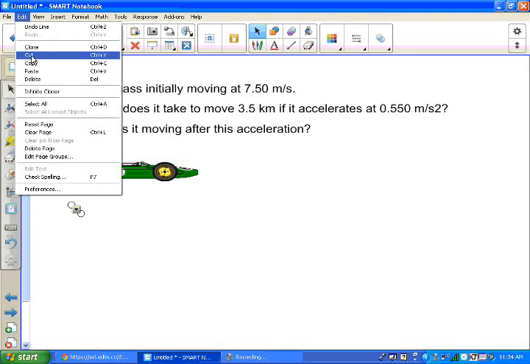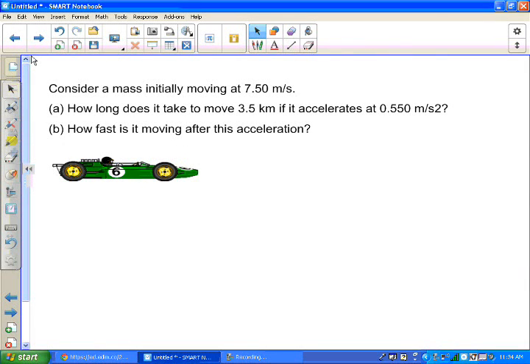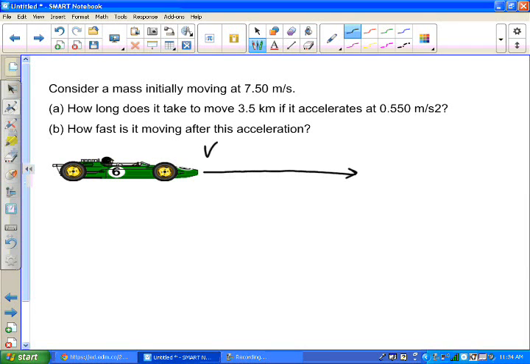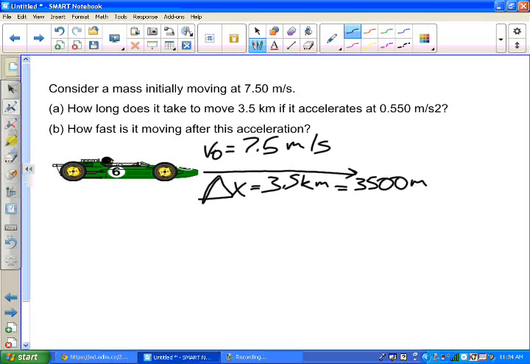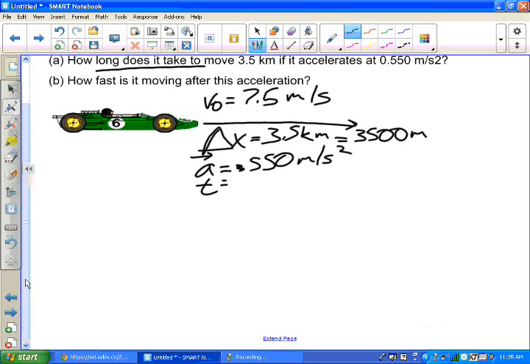So let me clean up the screen here a little bit. So I have my object. My object is traveling in this direction with the initial velocity of 7.5 meters per second. The distance that it's going to travel is 3.5 kilometers. Remember, that's 1,000 meters, so 3.5 kilometers is 3,500 meters. It tells us the acceleration is in the same direction because it's positive 0.55 meters per second squared. And then it asks us how long does it take, so we have to solve for time.